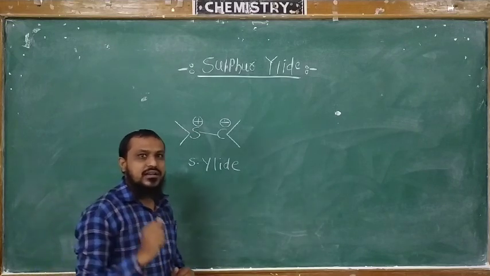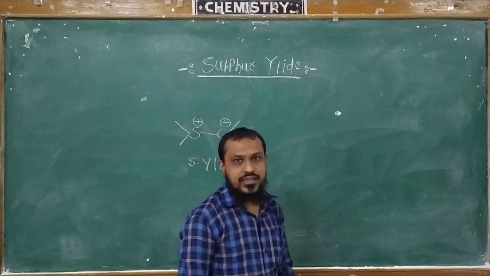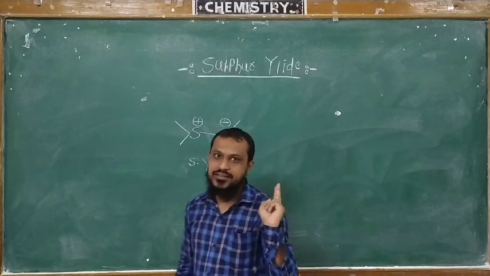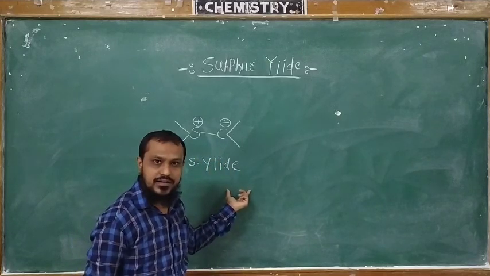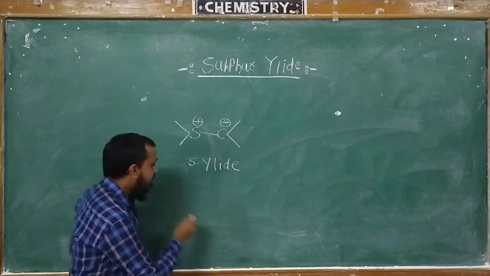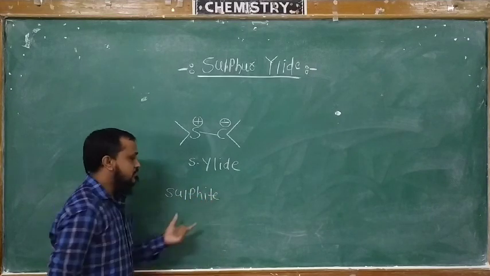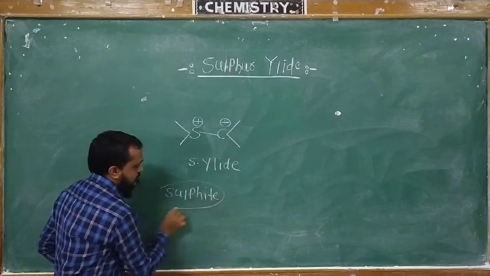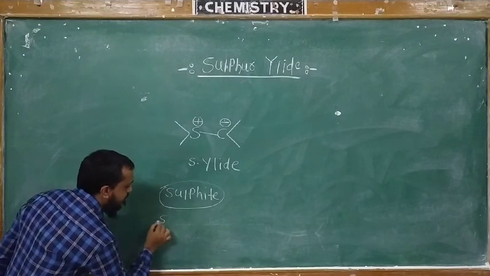Now the next content of the sulfur ylide is types of sulfur ylide. The types of sulfur ylide depend upon the reactant used for the preparation of sulfur ylide. Suppose sulfides are used for the preparation of sulfur ylide, then the sulfur ylide formed is called sulfonium ylide.